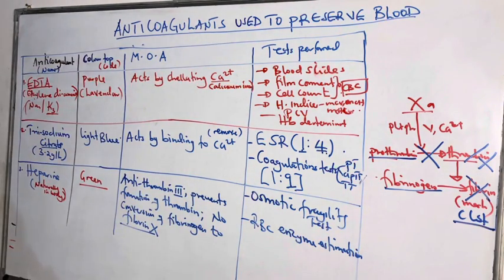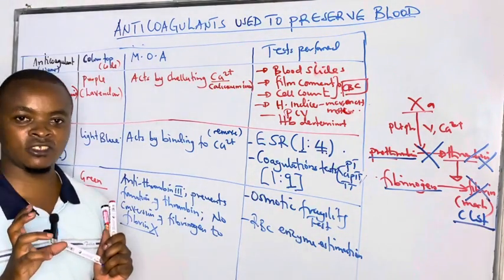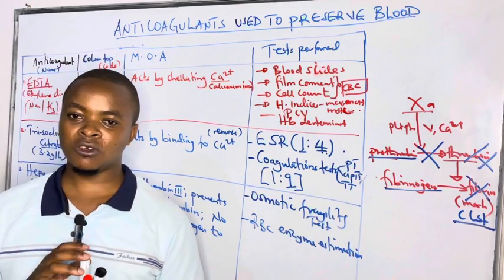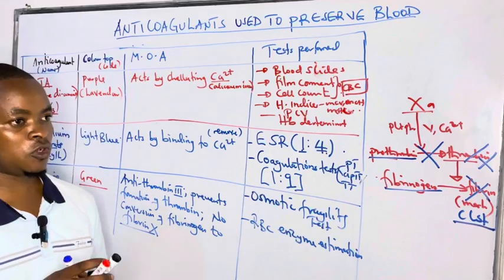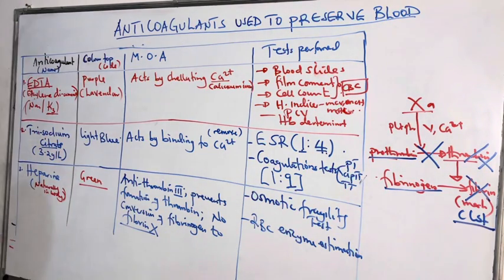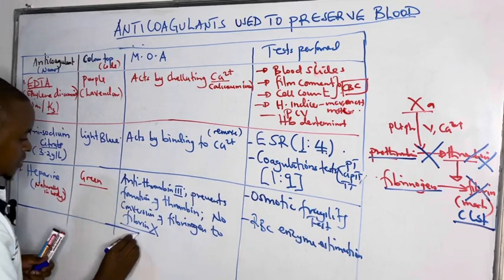But its disadvantage is that when used, it causes staining of the cells to blue-black, which is not good for our film comment.